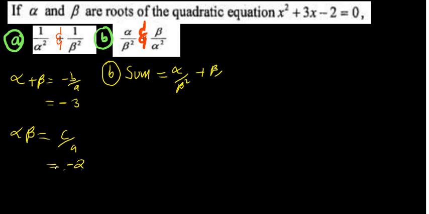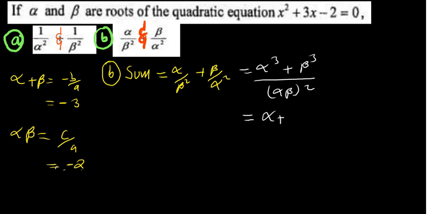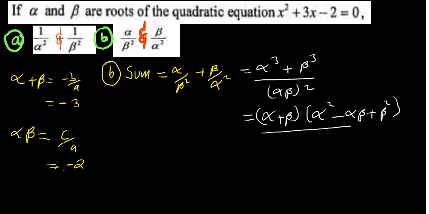Plus beta over alpha squared. So adding these, cross multiply and merge as a single fraction, that will be alpha cubed plus beta cubed in the numerator. In the denominator, also multiply them, that will be alpha beta all squared. Now you know the identity that you always need to replace when you have alpha cubed plus beta cubed. It is always alpha plus beta multiplied by alpha squared minus alpha beta plus beta squared. In the denominator you have alpha beta squared.